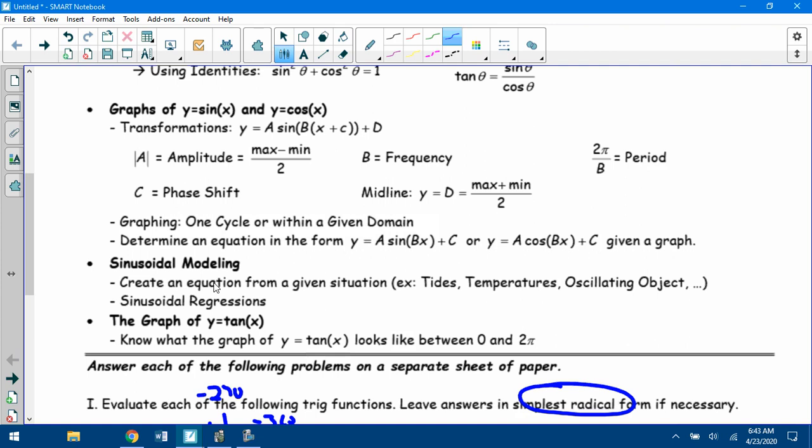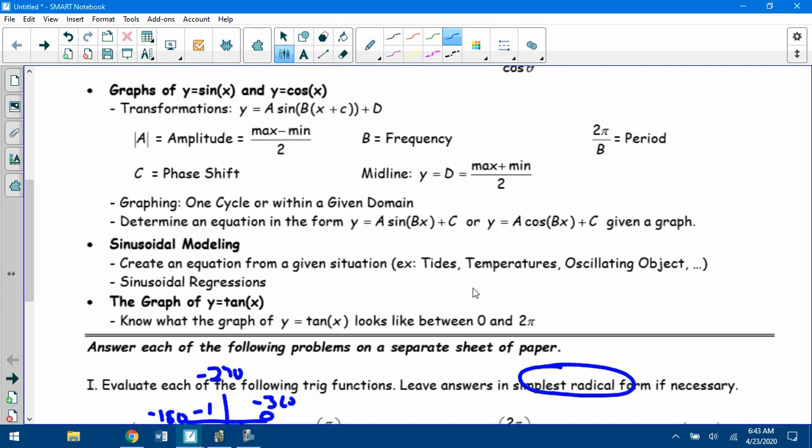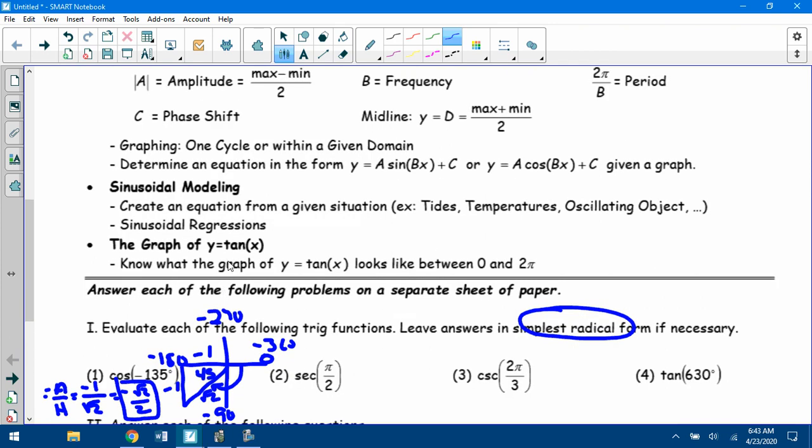Modeling, creating an equation from a given situation. We just did that with the pogo stick. If I ask for a regression equation, I think you're fine with those. And lastly, know what the tangent graph looks like. I'm not going to be doing a lot of crazy stuff with tangent, but just know that between 0 and 2 pi, we did this yesterday. Remember, tangent alternates from being 0 and an asymptote. So it'll help you to know that that's the tangent graph. And you can always use your calculator too.